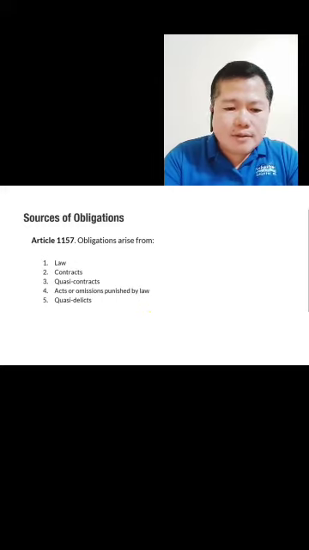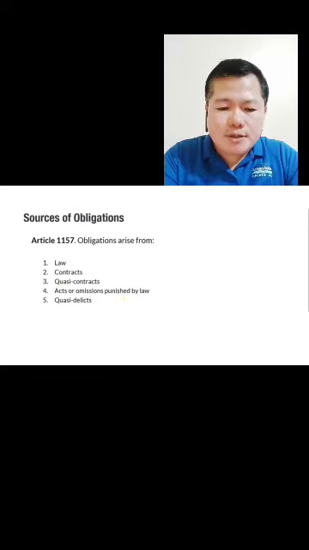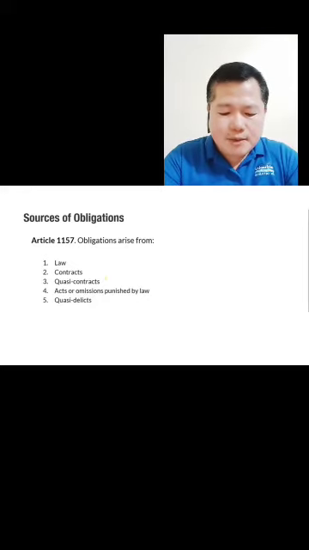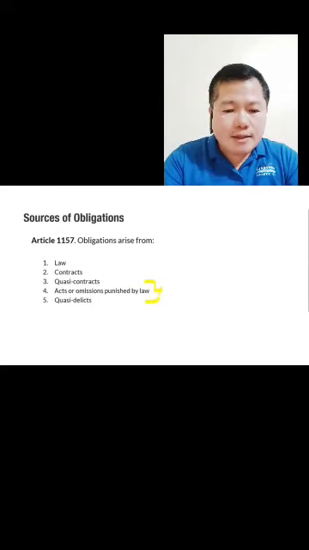According to Article 1157, obligations arise from law, contracts, quasi-contracts, acts or omissions punished by law, and quasi-delicts. Before we proceed, we'll just emphasize the 3, 4, and 5. Although Article 1157 mentions 5 sources of obligation, these last 3 are sources from law.